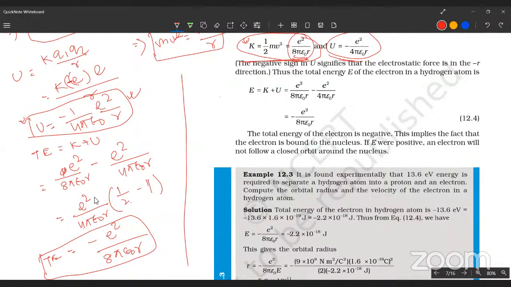Now see the total energy. The total energy is minus E square by 8 pi epsilon naught R. And what is the potential energy? Potential energy is minus E square by 4 pi epsilon naught R. That means half of the potential energy is the total energy. And also, what is the relationship between kinetic energy and total energy?